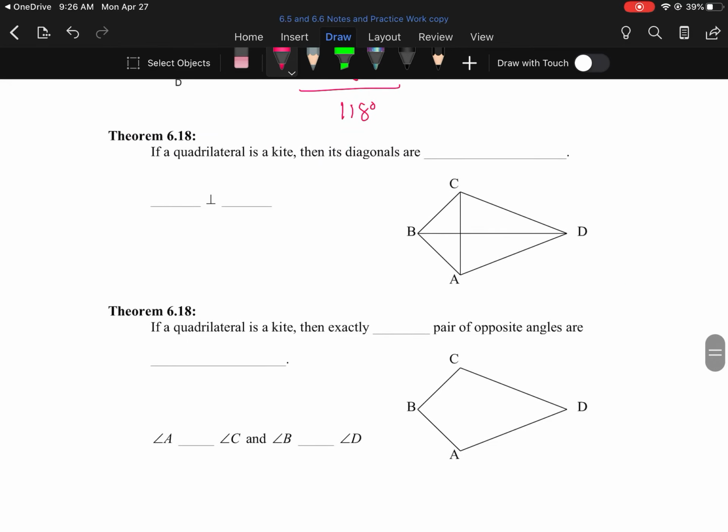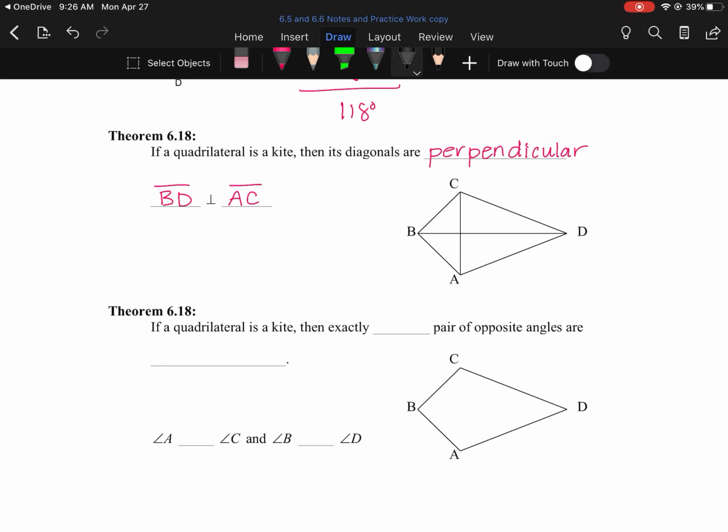So theorem 6.8, we have things about kites now. If a quadrilateral is a kite, then its diagonals are perpendicular. Okay, so the diagonals are perpendicular. So we know that B to D is perpendicular to A to C.